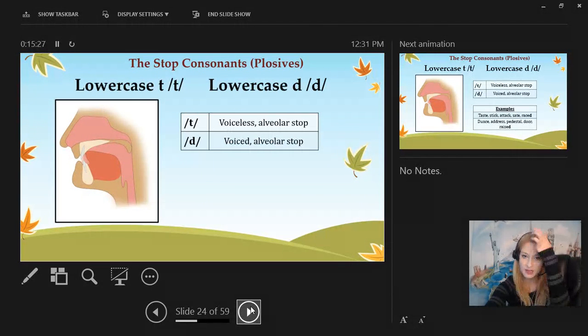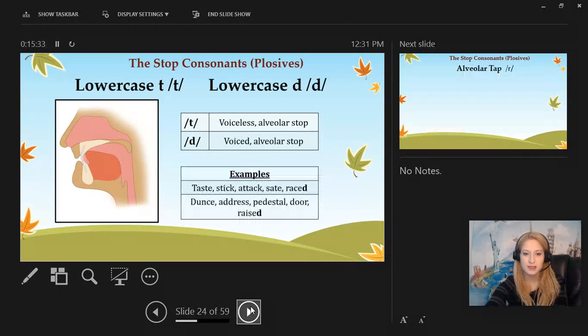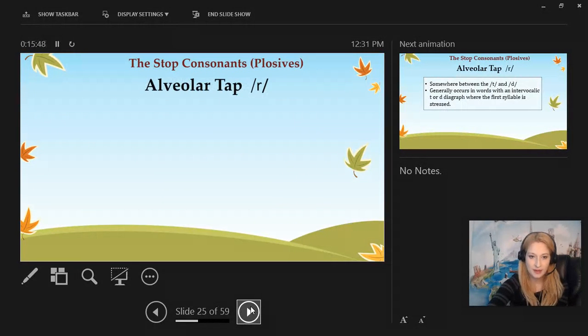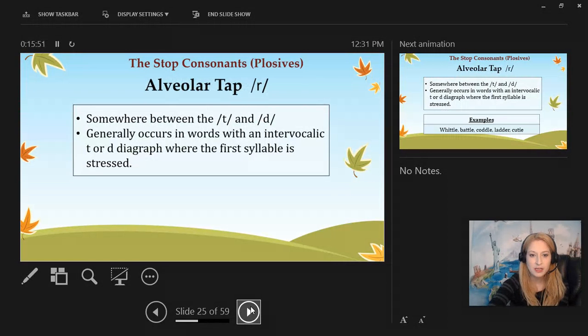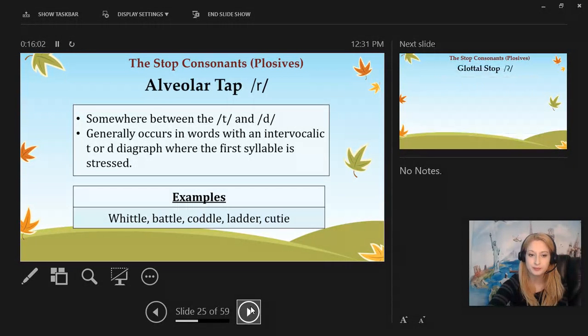Okay, next we have the lowercase t and the lowercase d. These are alveolar stops. The t is voiceless, and the d is voiced. Again, the only difference between these two is the voicing. Next, we have the alveolar tap. It's somewhere between a t and a d. It generally occurs in words with an intervocalic T or D digraph where the first syllable is stressed. Some examples: whittle, battle, coddle, ladder, QT.